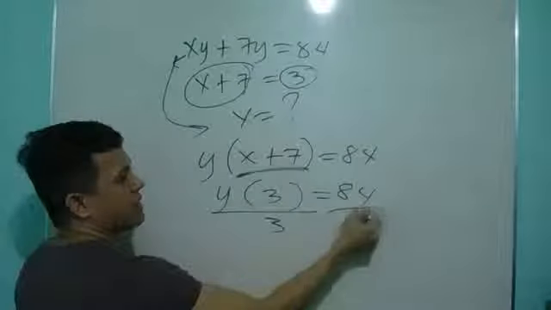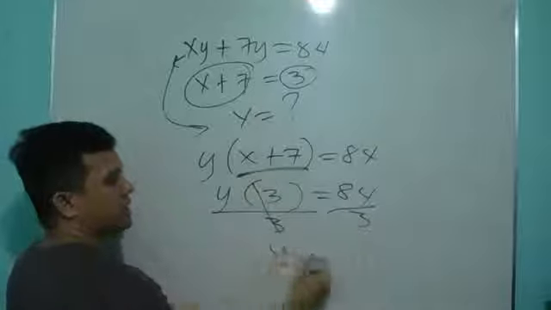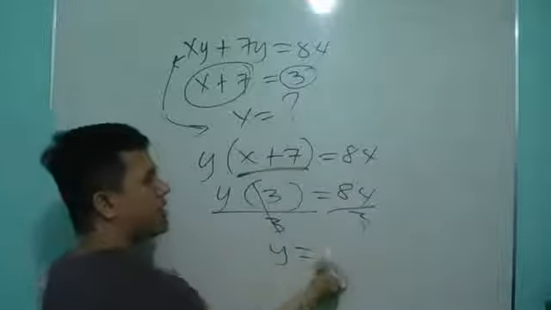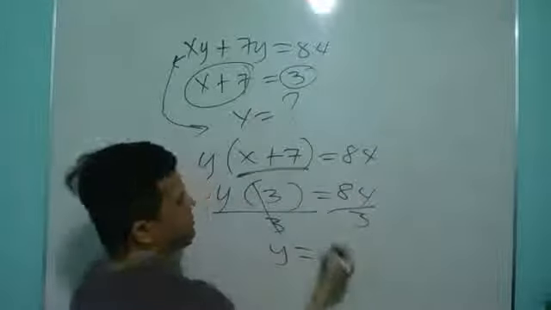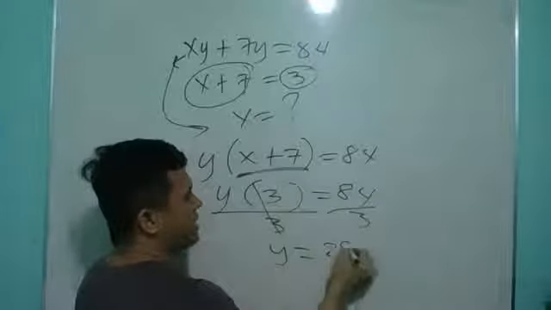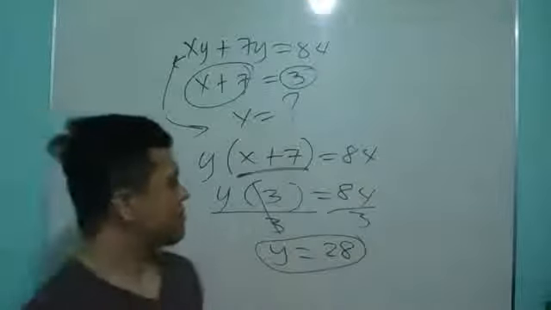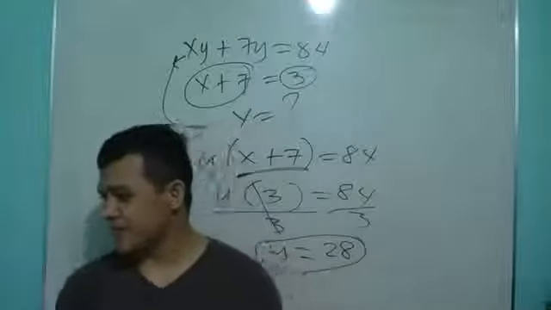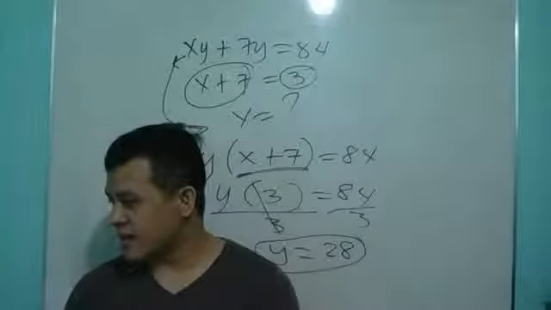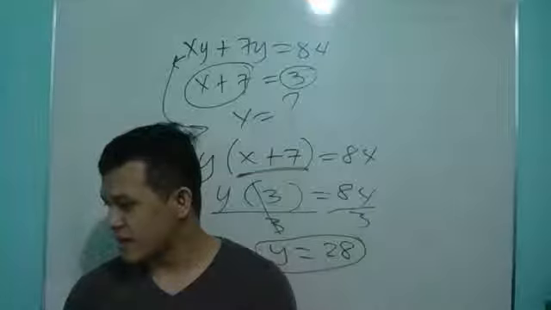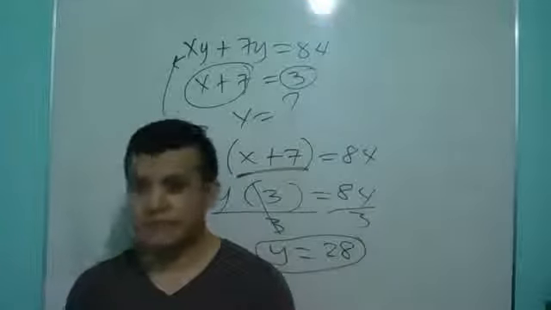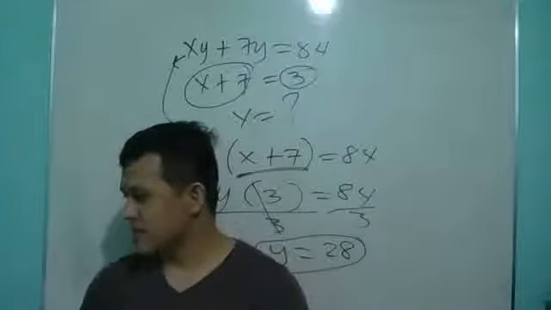Divided by 3, divided by 3. Cancel this, y is equal to 84 divided by 3. So we have how much? 28, right? Am I correct? Correct. There you go, 28. And that is letter E. Next one.